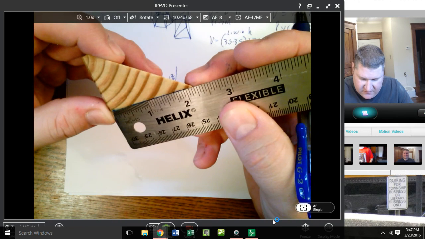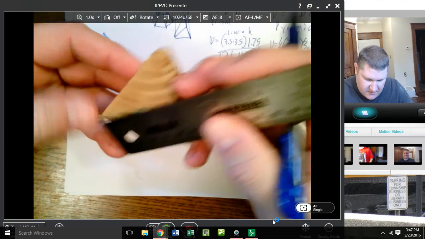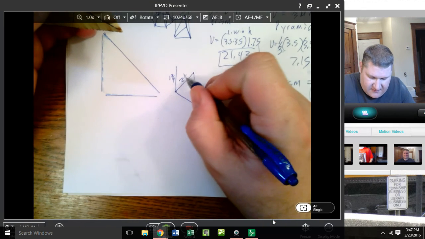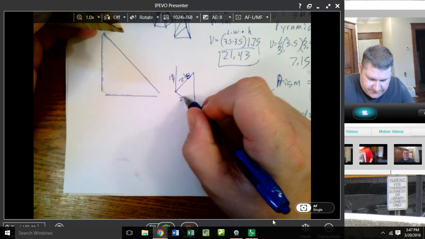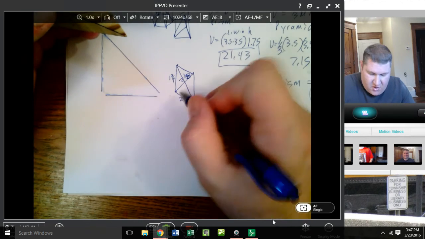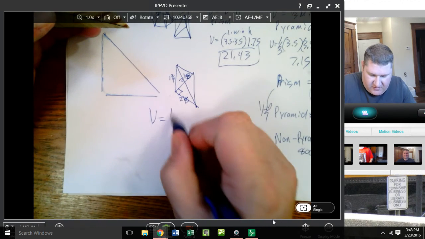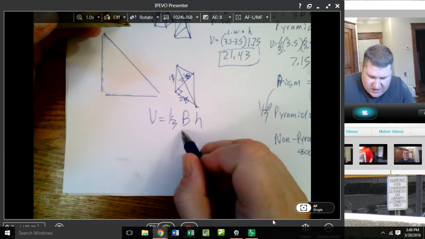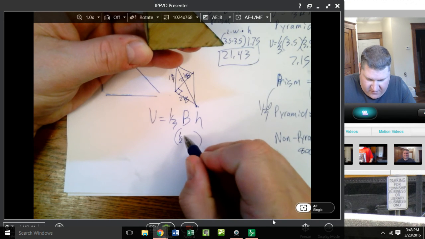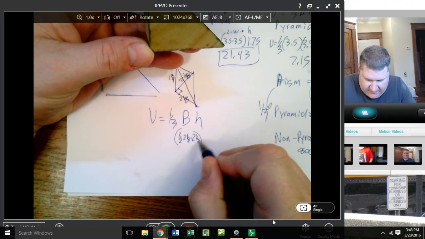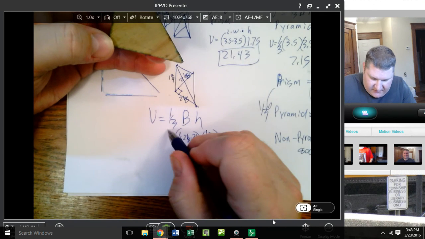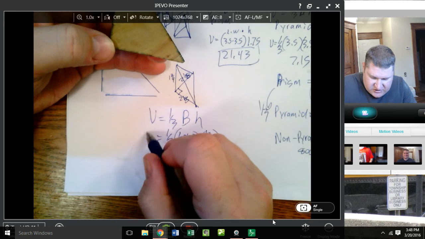In this case, we get 2 and it looks like 1/8. This one we get 2 1/8. So at 2 1/8 and 2 1/8, we have a right triangle for a base, so volume equals 1/3 big B times H. The base is actually a triangle, so we would say 1/2 of 2 1/8 times 2 1/8 times the height, which is 1 3/4, and take it times 1/3. That should be the volume.